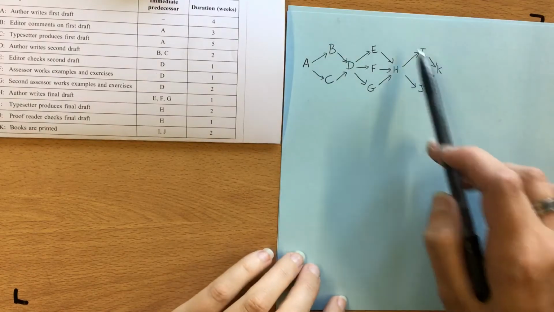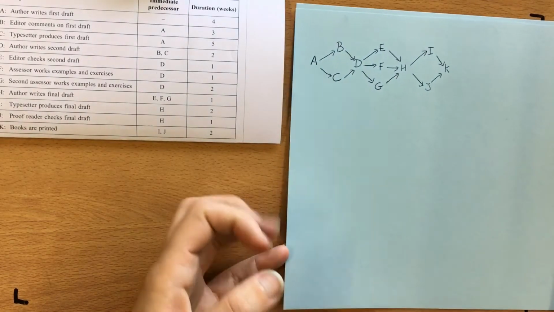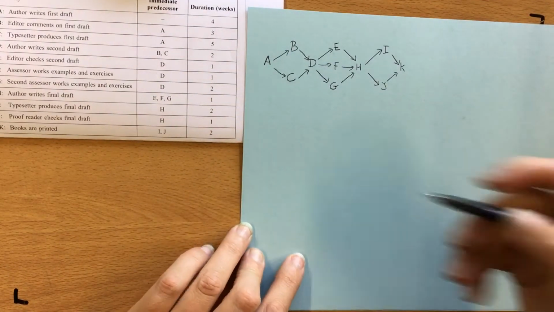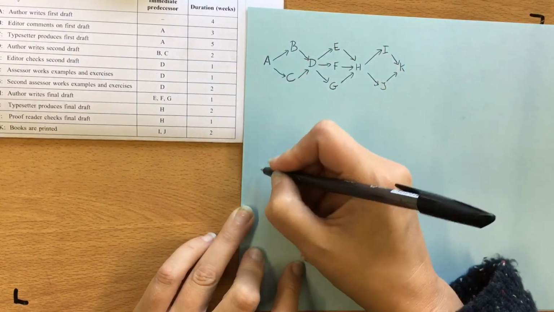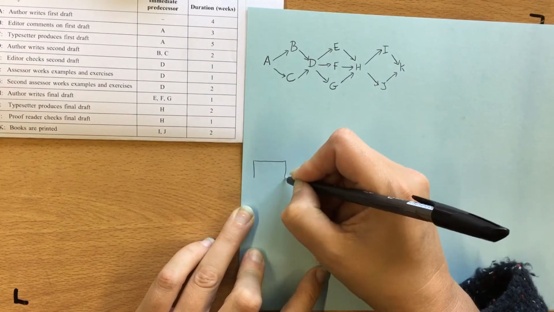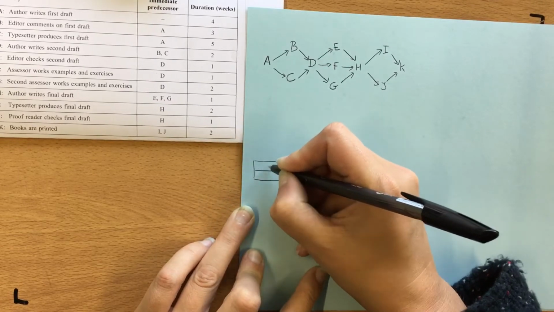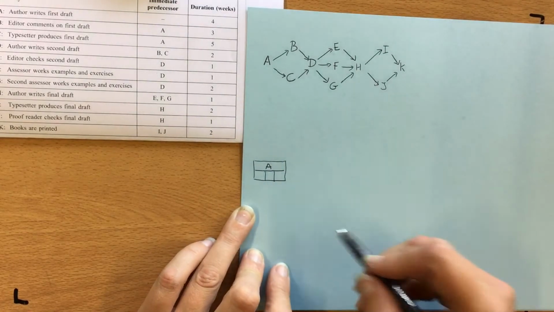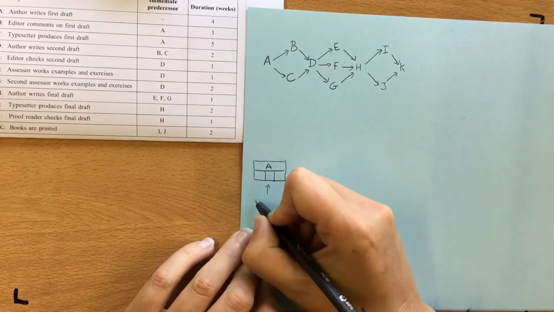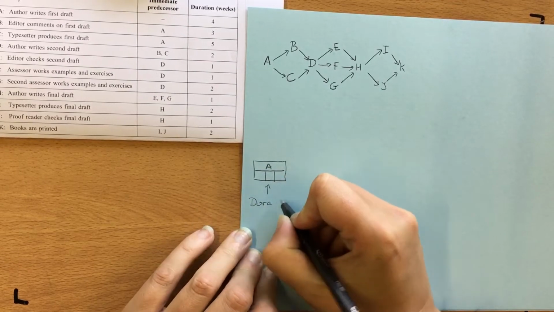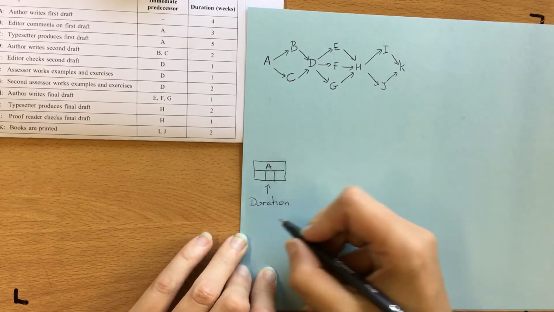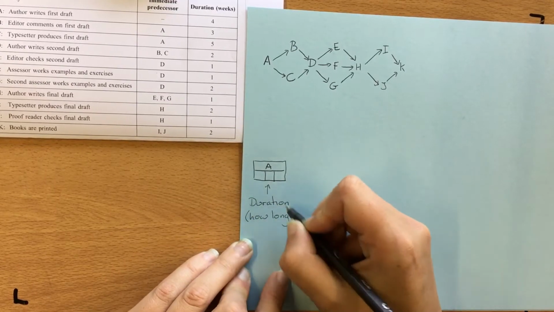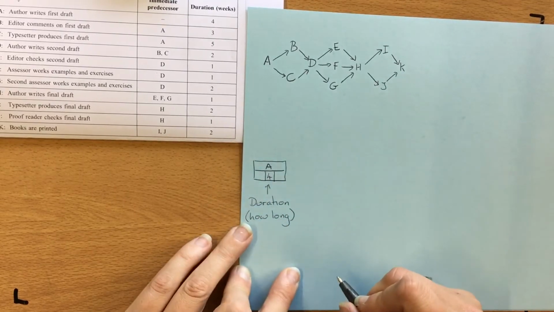Okay, so we know the basic setup of our critical path, and what we do from here is we work out the earliest start times. So each activity gets drawn in a box, and that box has 3 smaller boxes underneath it. The middle box is for the duration, and duration just means how long it takes. So in the case of A, its duration is 4 weeks.